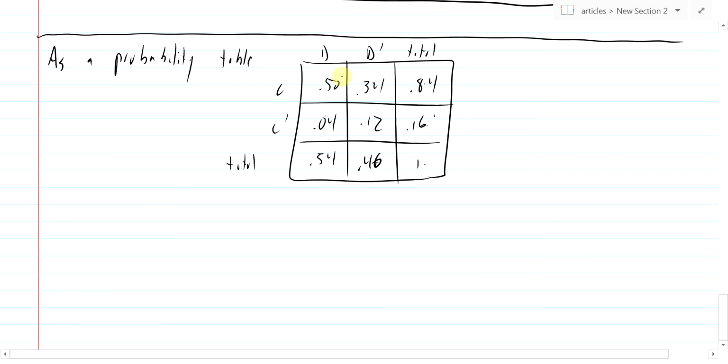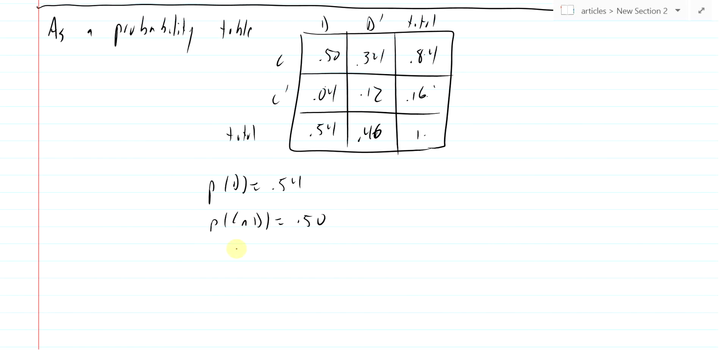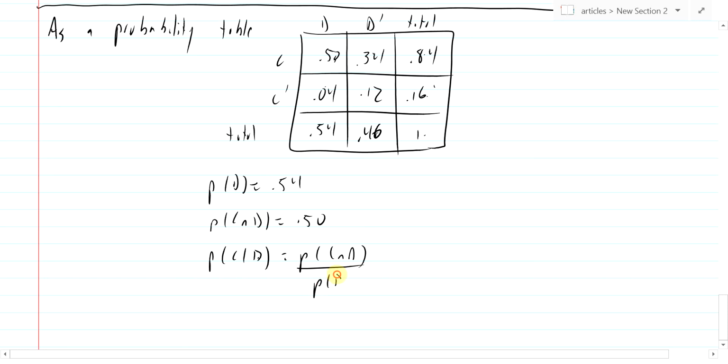So reading this table, what's the probability that someone has a donut? Well, probability of donut is 0.54. What's the probability of coffee and a donut? Well, that's 0.50. What's the probability of having coffee given that they have a donut? Well, you take probability of C intersection D and you divide it by the probability of D. So it's this number, 0.50, divided by that number, 0.54. And that's the 93% that we found before.